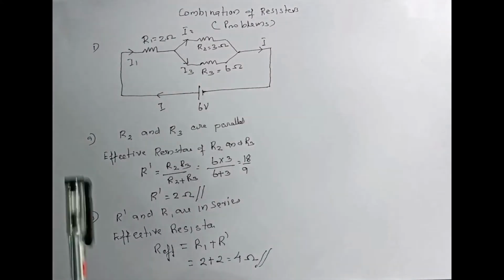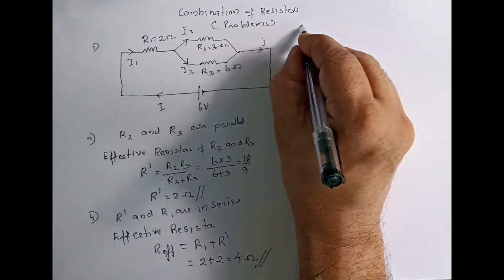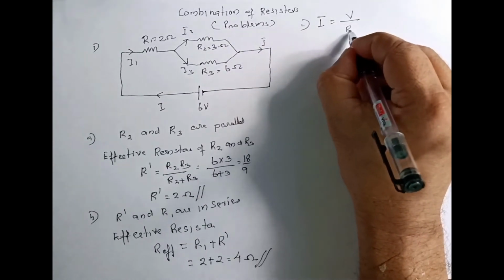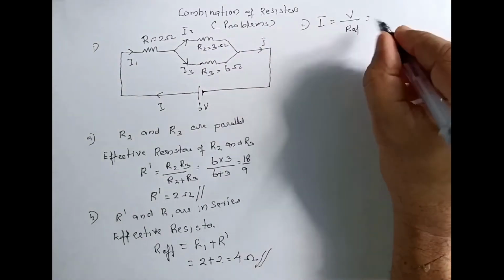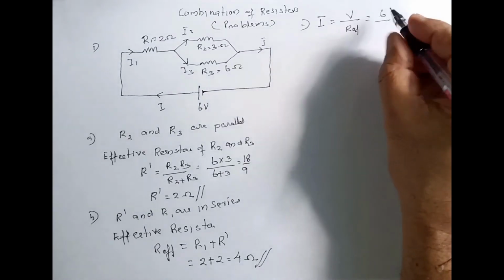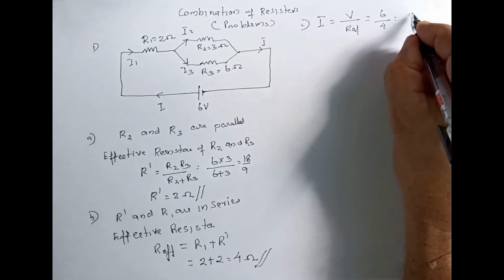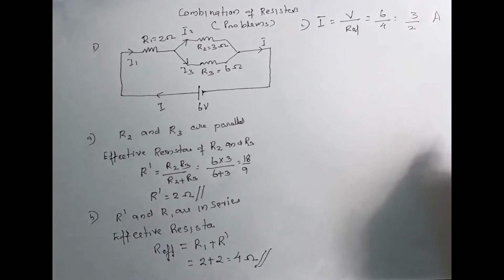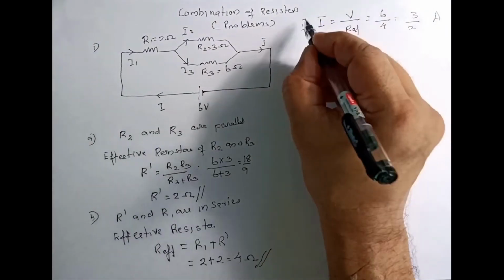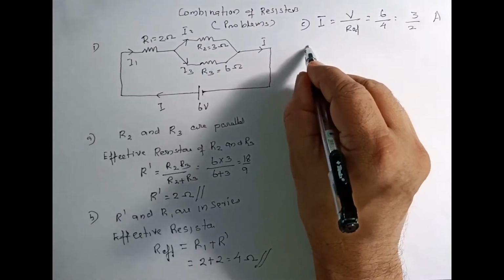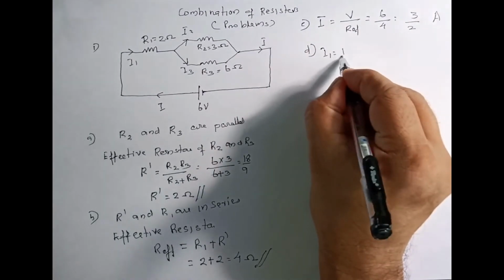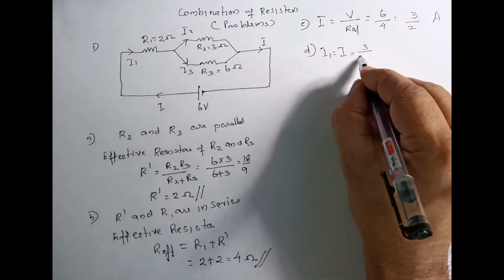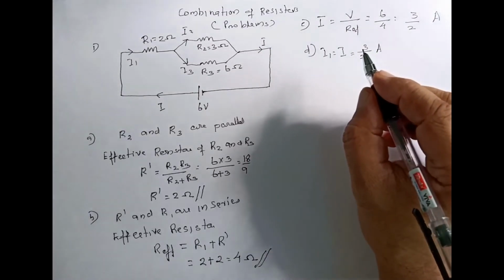Now we can calculate the net current drawn from the circuit. I is equal to V upon R effective, that is equal to 6 upon 4, that is equal to 3 upon 2 amps. Leave it as a fraction because it is easier to work with fractions. So we get I1 value. I1 is equal to I, that is equal to 3 upon 2 amp.